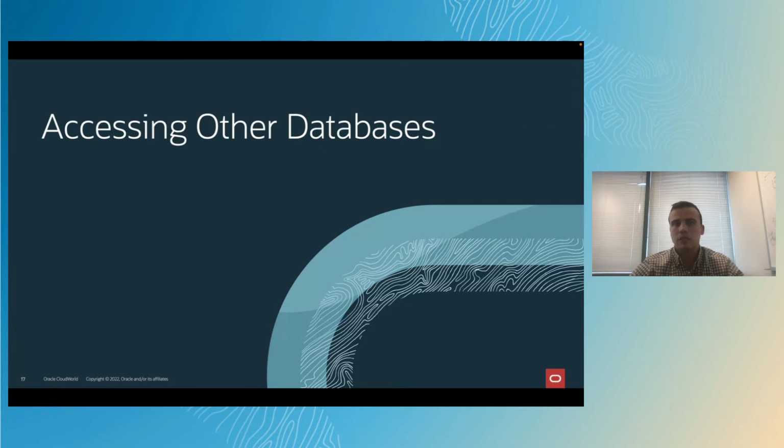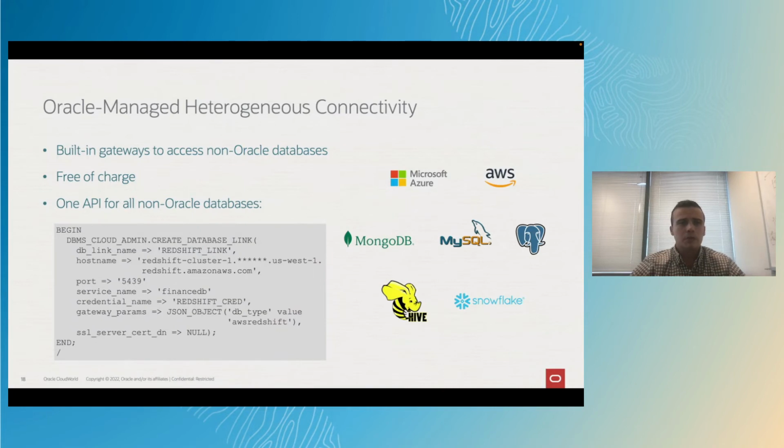And in this section, I want to cover how easy it is to access non-Oracle databases from your Autonomous database. And I want to show you guys it is just as easy as accessing another Oracle database. Before we start, I just want to point out that the term heterogeneous connectivity is often used to describe any connectivity between an Oracle database and a non-Oracle database. So when you're accessing from Oracle to Snowflake, or from Oracle to the SQL Server, this is usually referred to as heterogeneous connectivity.